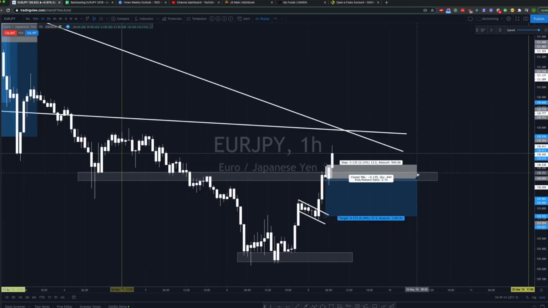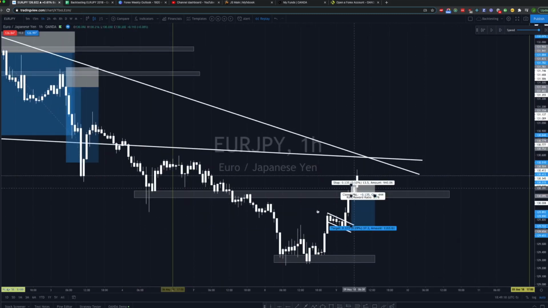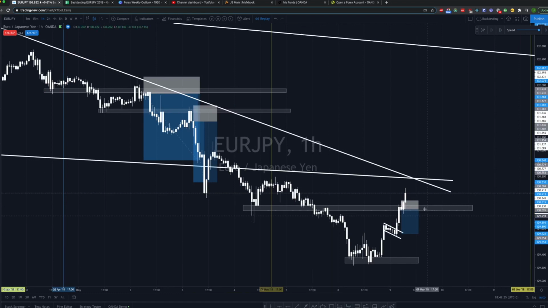Alright, so that's -1. So yeah, that probably wasn't the best trade, purely because of this bullish price action that was being formed. But anyway, you can't win them all.